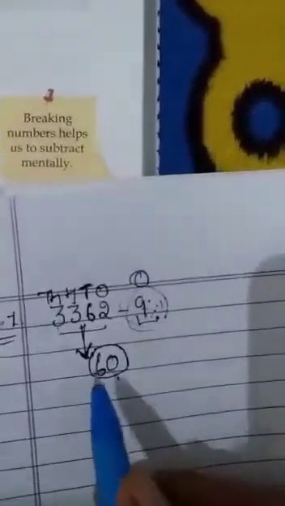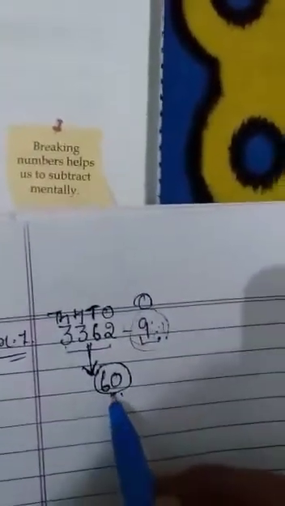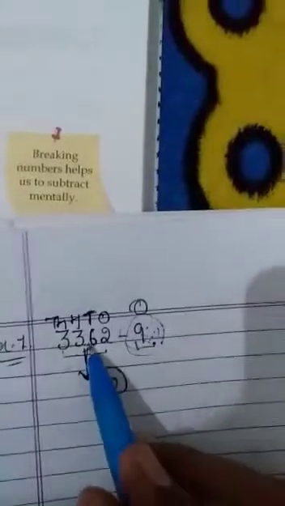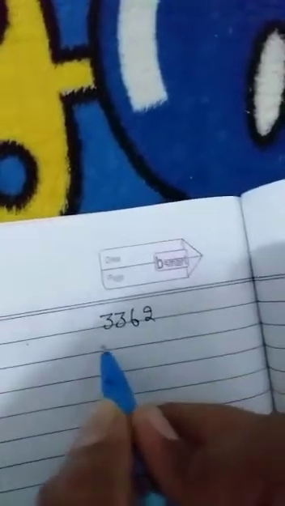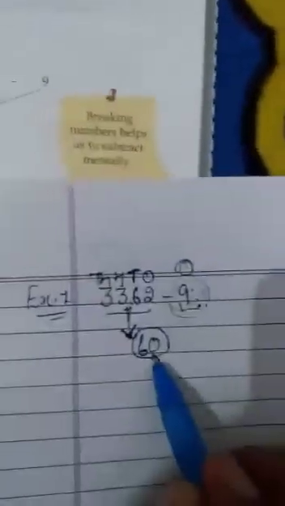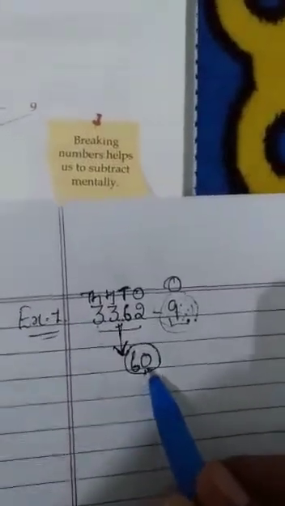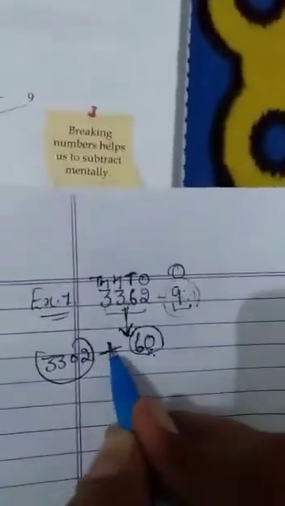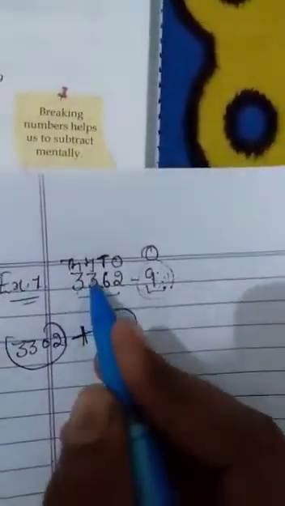The other breaking part is what we get when we subtract this 60 from the given bigger number. The given bigger number is 3362, so 3362 minus 60 is 3302. You can find that by yourself, according to the rule. These two are the breaking parts of the given number.